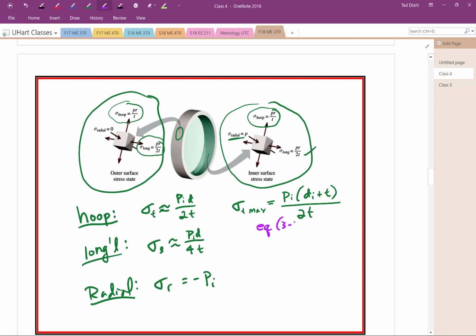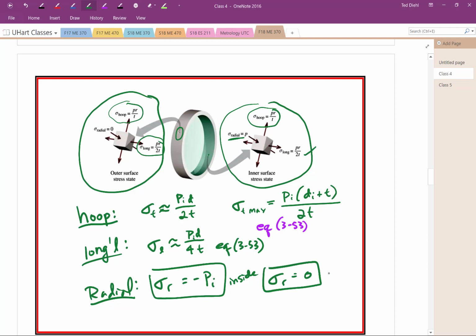All right, so this is equation 3.53. And then also, the longitudinal, they use this same equation that's on the left here. That's also equation 3.53, just to make things nice and confusing. And okay, I'll write this, this is on the inside, and sigma r is equal to 0 on the outside.